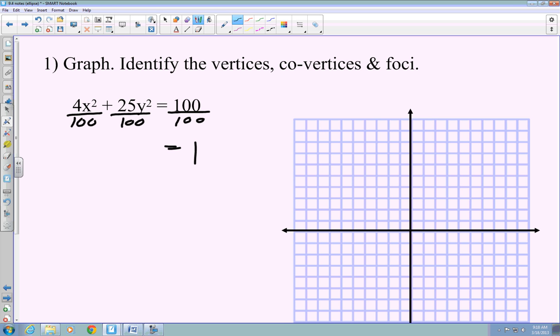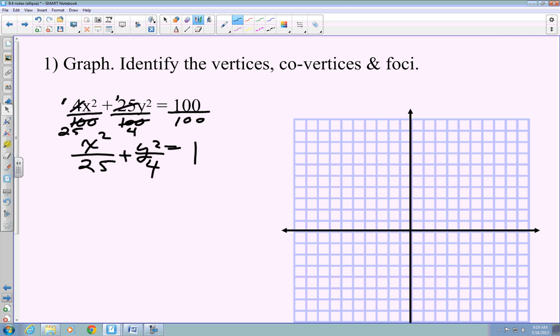So it equals 1. Now I want to simplify each one of these fractions. The x squared isn't going to change, but I have 4 over 100. So 4 goes into 4 once, 4 goes into 100 25 times, so it's going to be x squared over 25. This one, 25 goes into 25 once, 25 goes into 100 4 times, I get y squared over 4. Now it's in standard form for an ellipse.